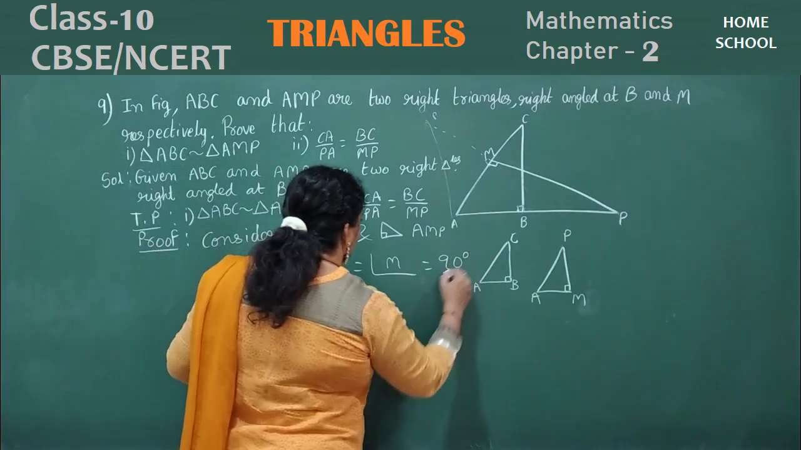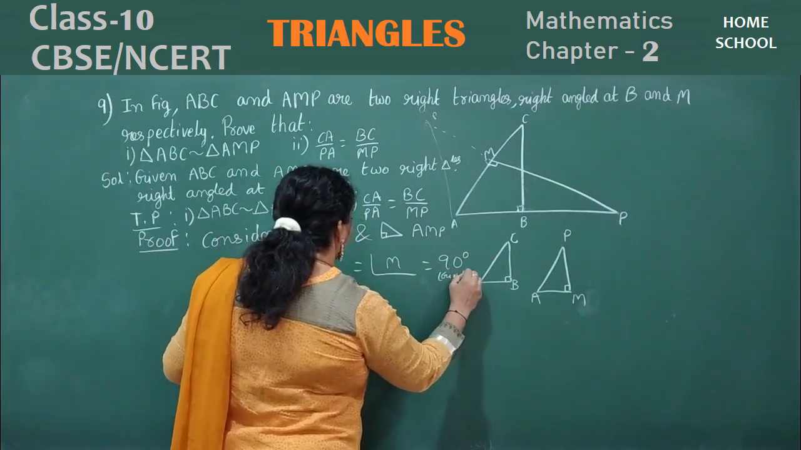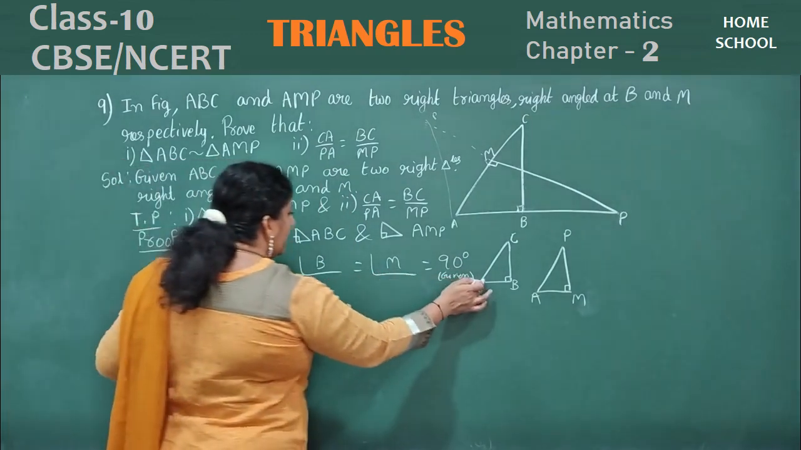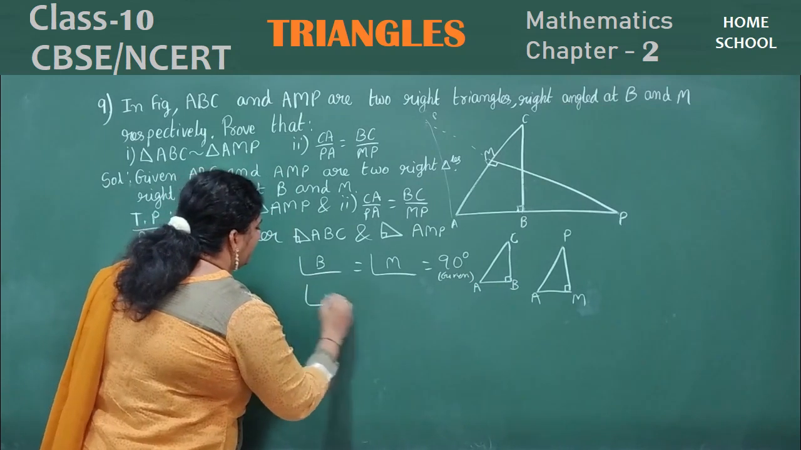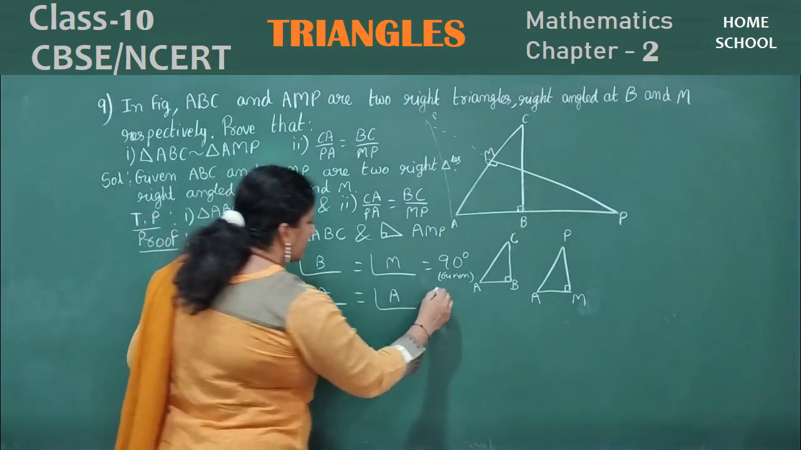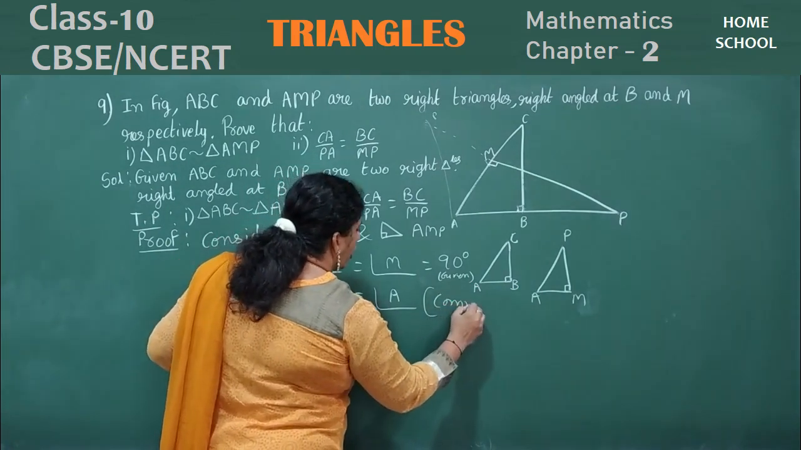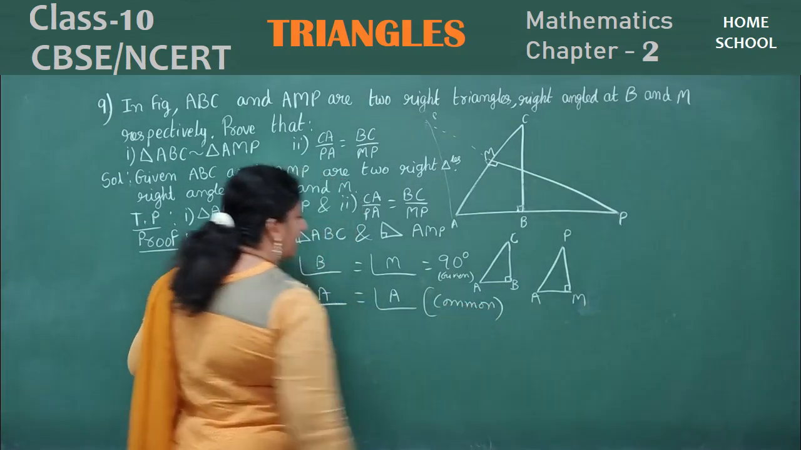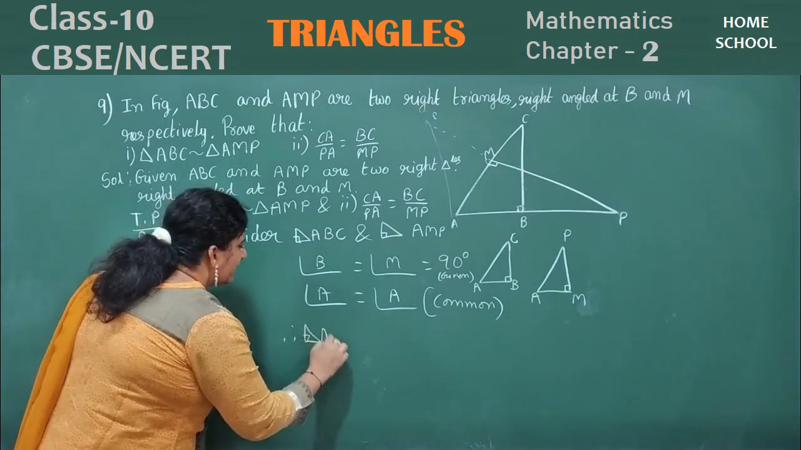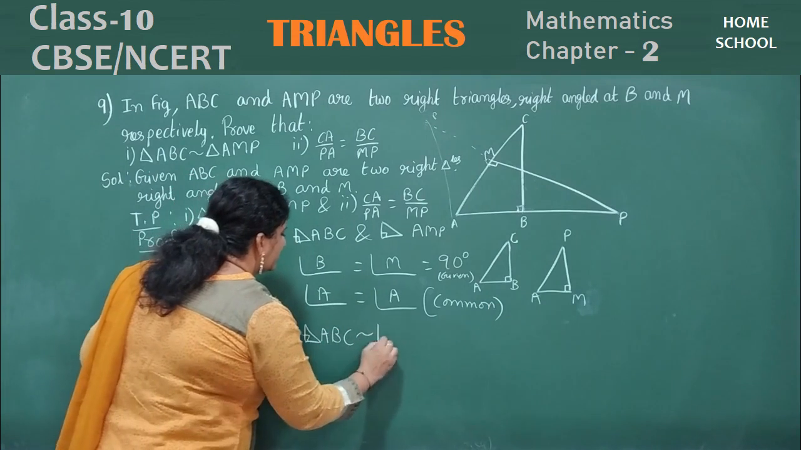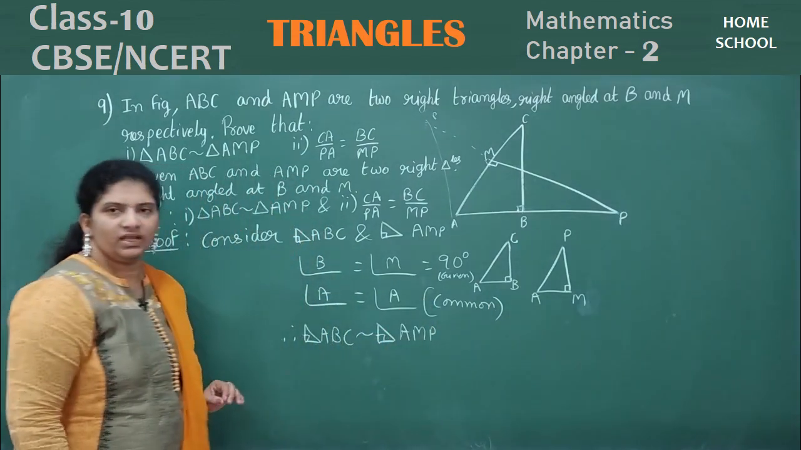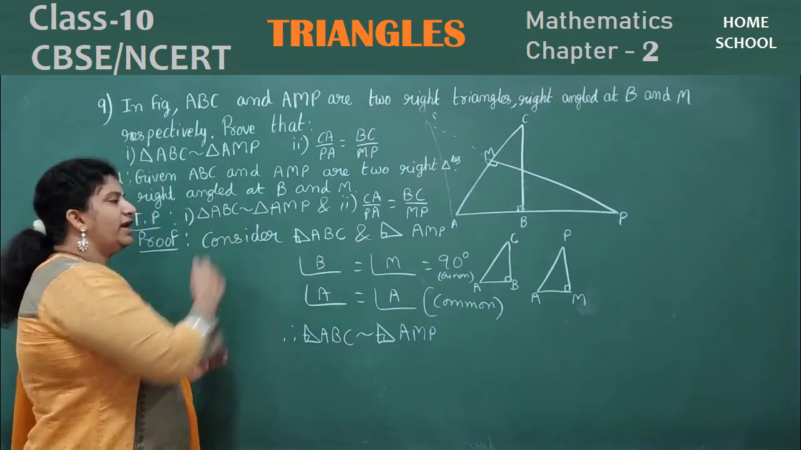You can write in brackets if you want. You can write given. Then one more: angle A is equal to angle A. What is the reason here, children? Common, it is a common angle. So therefore what can you say? Right triangle ABC is similar to right triangle AMP. Over, first proof already completed.